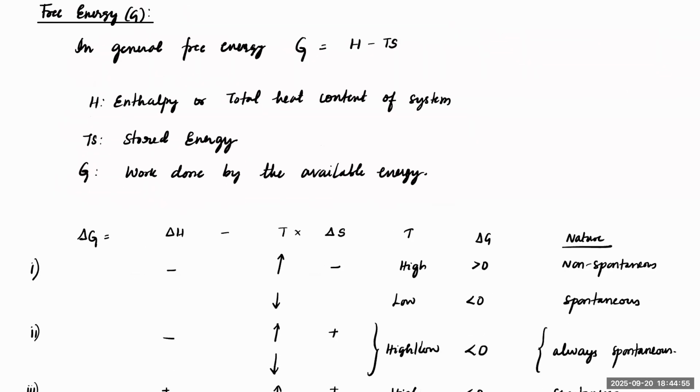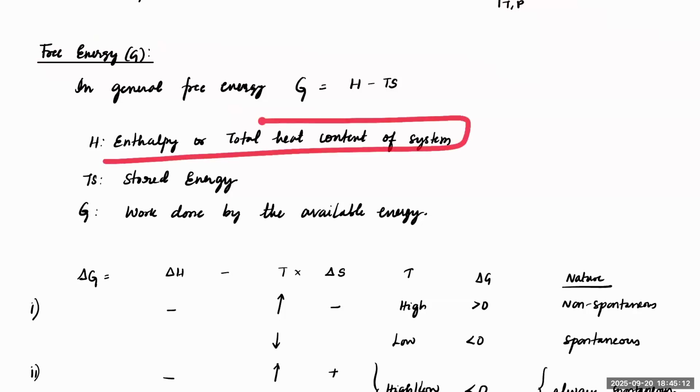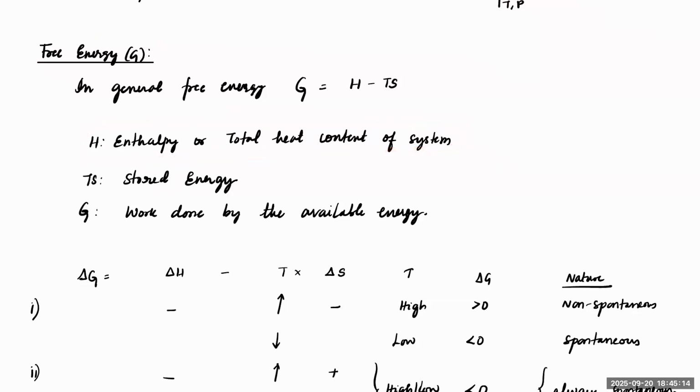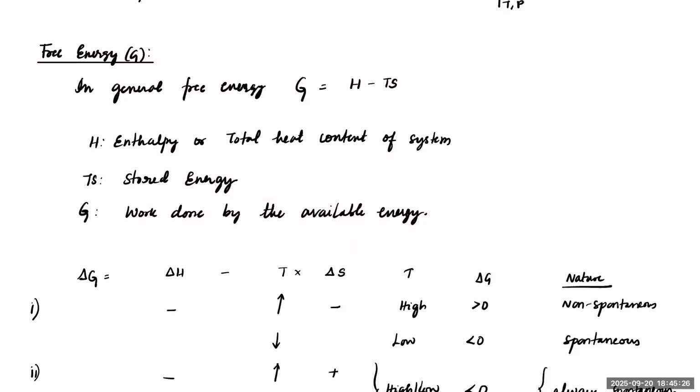Okay. Now let me tell you how we define the free energy in general. In general, free energy is always defined as H minus Ts. H is the enthalpy or the total heat content of the system. Minus Ts is called the stored energy. And G represents the work done by the available energy. So free energy is the energy which can be converted into work.